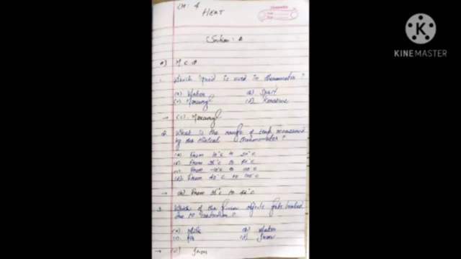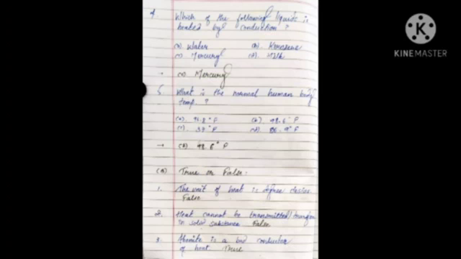Third one is which of the given objects gets heated due to conduction, and the answer is iron. Fourth one is which of the following liquids is heated by conduction, and the answer is mercury. Fifth one is what is the normal human body temperature, and the answer is 98.6 degrees Fahrenheit.